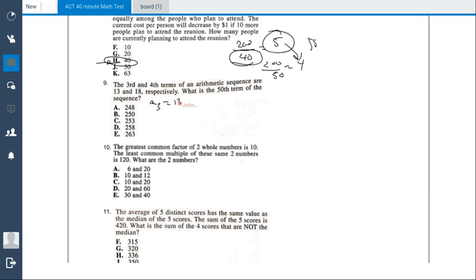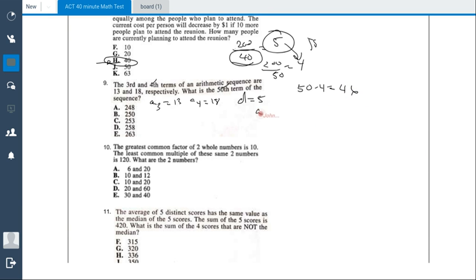A3 is equal to 13. A4 is equal to 18. So that means that my common difference between the two numbers is 5. How many terms do I need to get to in order to go from the 4th term to the 50th term? Well, I just subtract the two. 50 minus 4 means that there are 46 more terms.